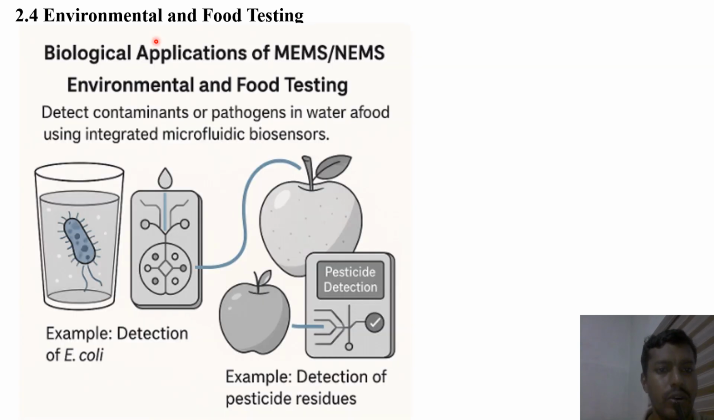Then another, environmental and food testing. That is another biological application of MEMS and NEMS, that is environmental and food testing. In that part, we can detect the bacteria E. coli. It is just a bacteria. That is, we can detect contaminants and pathogens in food, water. Similarly, detection of pesticide residues. It is an apple. We can understand the various pesticide residues by using MEMS and NEMS technology. That is another biological application of MEMS and NEMS.